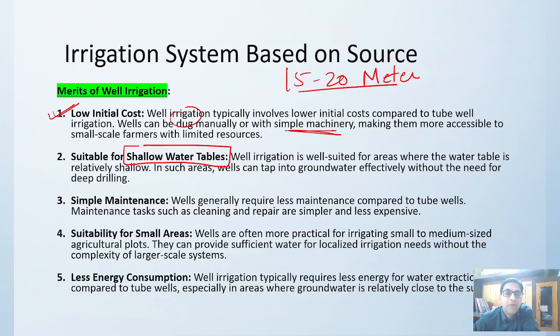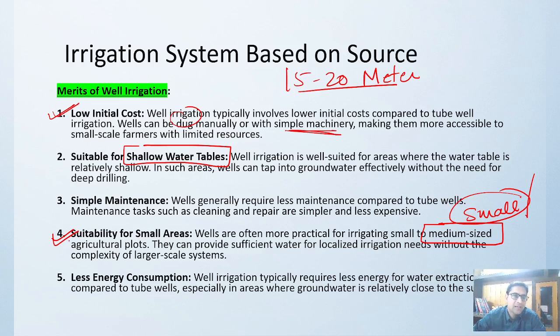As compared to tube wells, wells require very little maintenance, because maintenance tasks like cleaning and repair are very simple. You don't require too much cleaning and repair, because during the time of foundation, the well has been dug in such a way that automatically they have the proper safety zones created over there. Then wells are suitable for a small area, like if you want to do agriculture. A small or medium-sized farmer, where fields are small or medium, it is very easy to dig a well, and very easy to irrigate the field using the well.